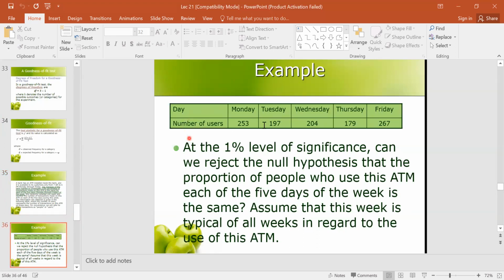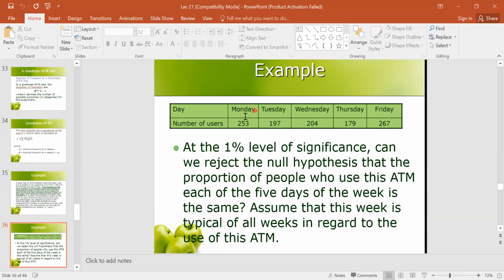Here we have the number of users on Monday, Tuesday, Wednesday, Thursday, and Friday. At the 1% level of significance, can we reject the null hypothesis that the proportion of people who use the ATM on each of the 5 days of the week is the same? To calculate the proportion, here we can see the probability of 0.2, 0.2, 0.2 for each day. So the total probability is 1.